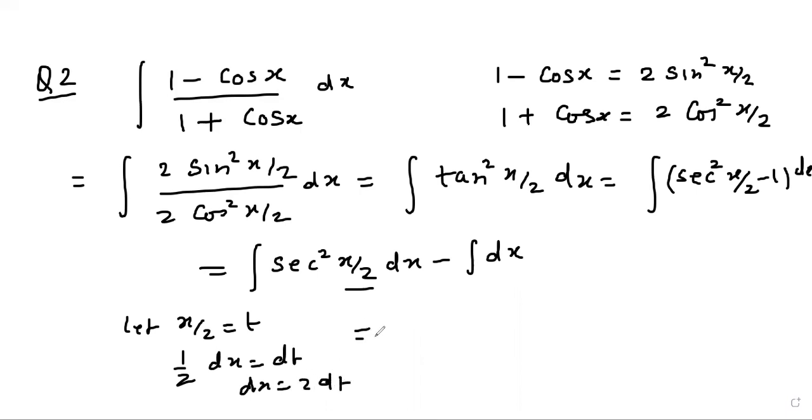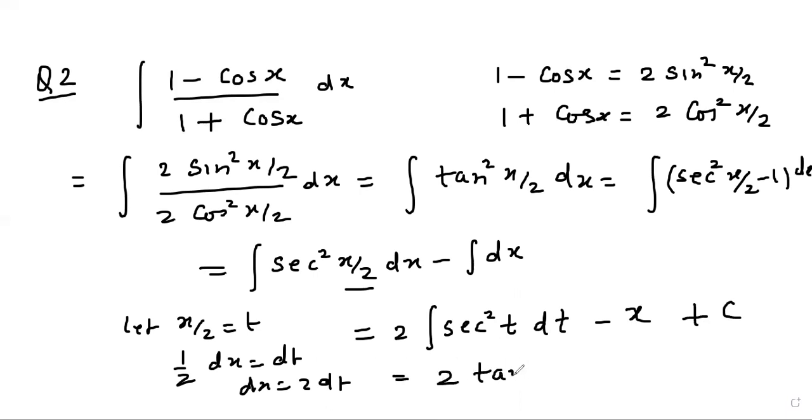So first term will become twice of integration sec square t dt minus integration dx will give x and plus c. Integration of sec square t will give tan t, 2 tan t minus x plus c. Here we have assumed t is x by 2. So our answer will be 2 tan x by 2 minus x plus c. Let's go to question number 3.